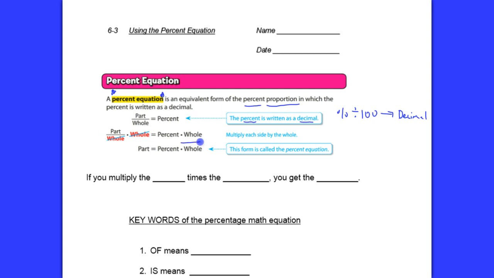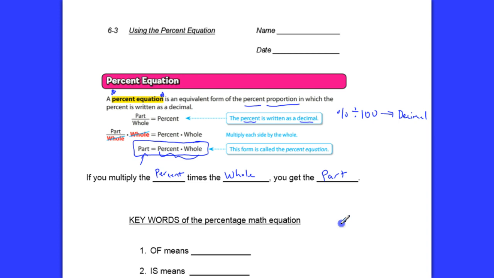But this is the percent equation right here, where instead of part and whole in a proportion, we just say that the part is equal to the percent, now that's the decimal form, times whatever the whole is. In other words, if you multiply the percent times the whole, you get the part. And that's basically what they're telling you right here. See, the percent times the whole gives you the part.